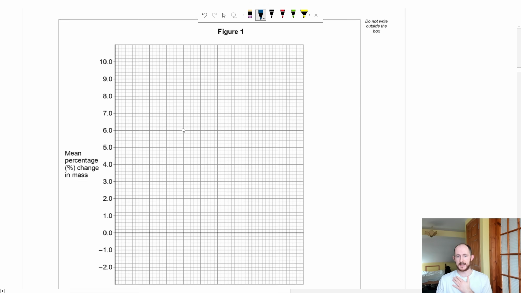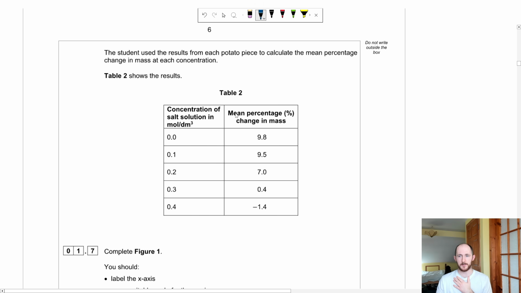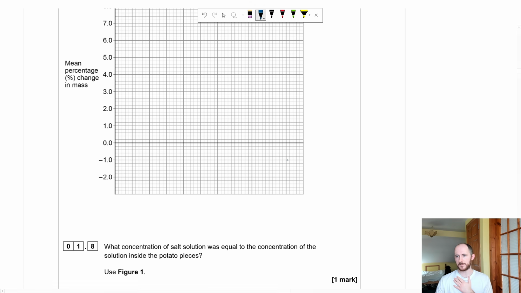So the x-axis, so if the y-axis is the mean percentage change, what would the x-axis be? Well, simply put, it's just the other thing. So the concentration of salt solution. I would recommend writing out the whole thing, because they can't drop any marks for that, simply put.